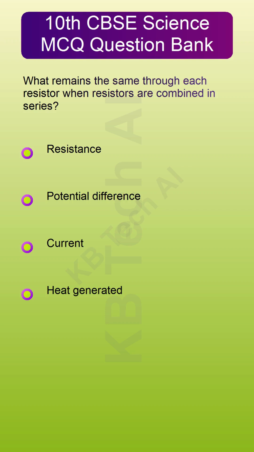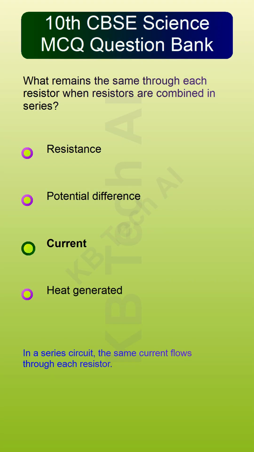What remains the same through each resistor when resistors are combined in series? Option 1, resistance. Option 2, potential difference. Option 3, current. Option 4, heat generated. The answer is Option 3, current.